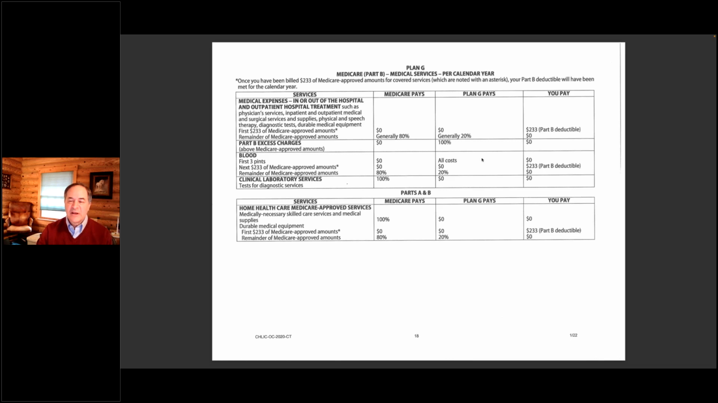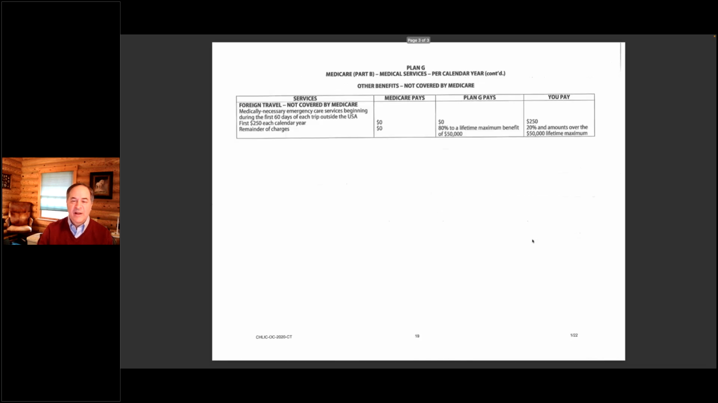And then you'll notice here that basically everything on Part B is zeros, because once you've passed the $233, you're finished. And the last thing on a Plan G is foreign travel.